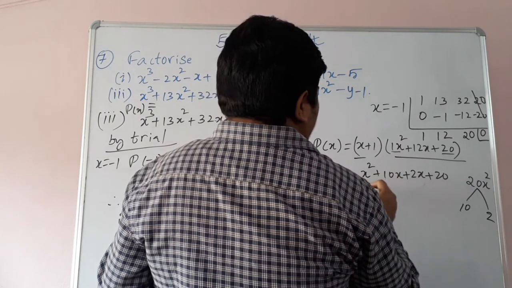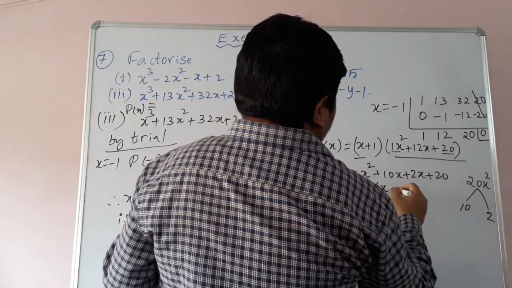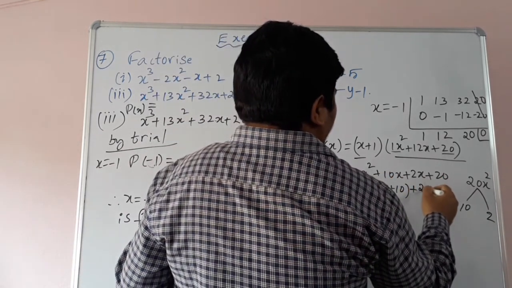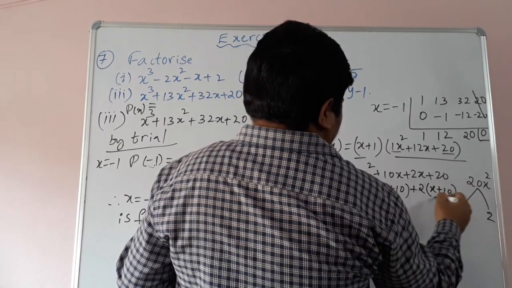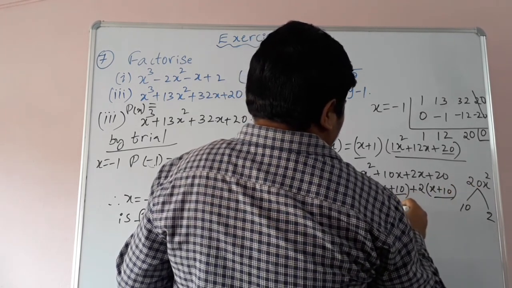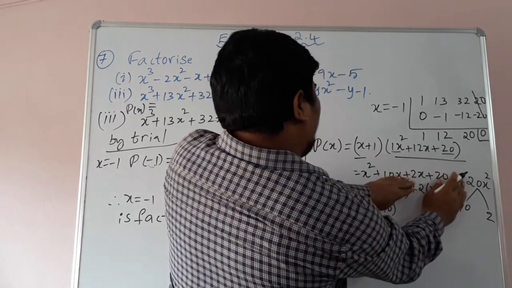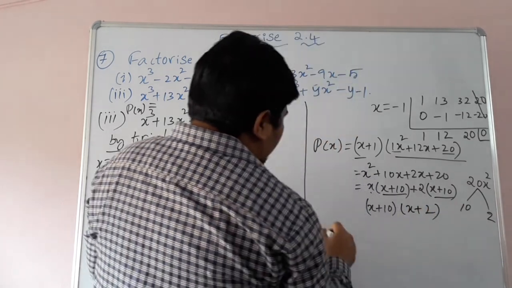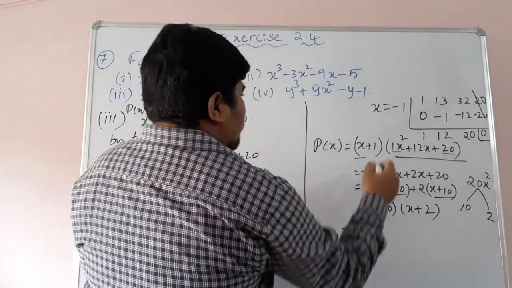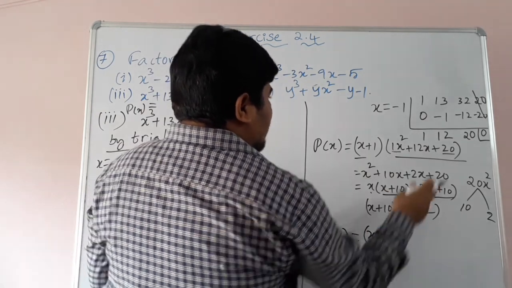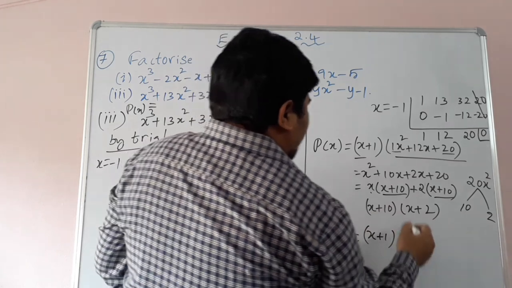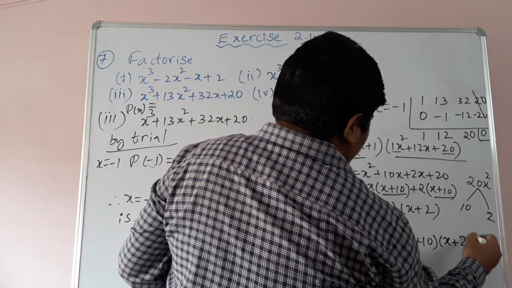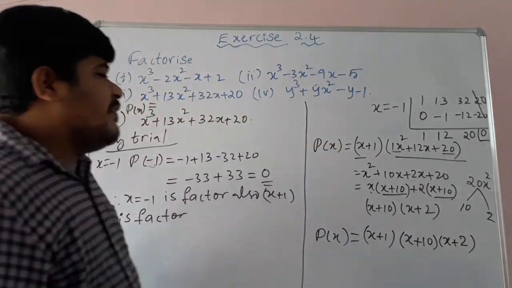Now take x common: x of x plus 10, because x into x is x square and x into 10 is 10x. Plus here you can take 2 common: 2 of x plus 10. The x plus 10 is the same, children, so again take it common: x plus 10 outside, and what remains is x plus 2. So what is the factorization of the given polynomial p of x? One factor is x plus 1, and the quadratic polynomial factorizes into x plus 10 and x plus 2. In this way we will solve this problem.